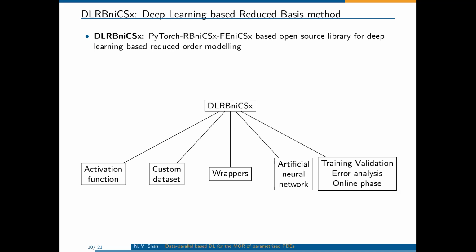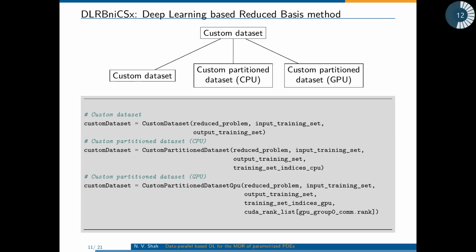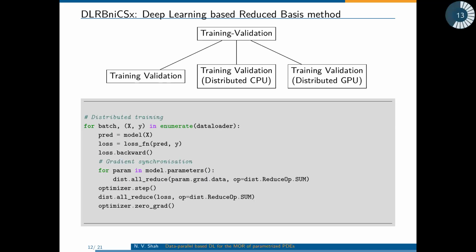DL-RBniX is divided into submodules, where we have different user-friendly interfaces for the activation functions, data set, neural network training and validation, etc. Basically, we have the custom data set, and it supports serial training or a simple user interface for partitioning of the data set on CPU, as well as for GPU training of the neural network. The GPU training part also takes care of the transfer of the data set from the CPU to individual GPUs. Similarly, for training and validation, training can be done in serial. It can also be divided across different CPUs or different GPUs, and the gradient synchronization and all the training is taken care of in the backend, behind a user-friendly interface.